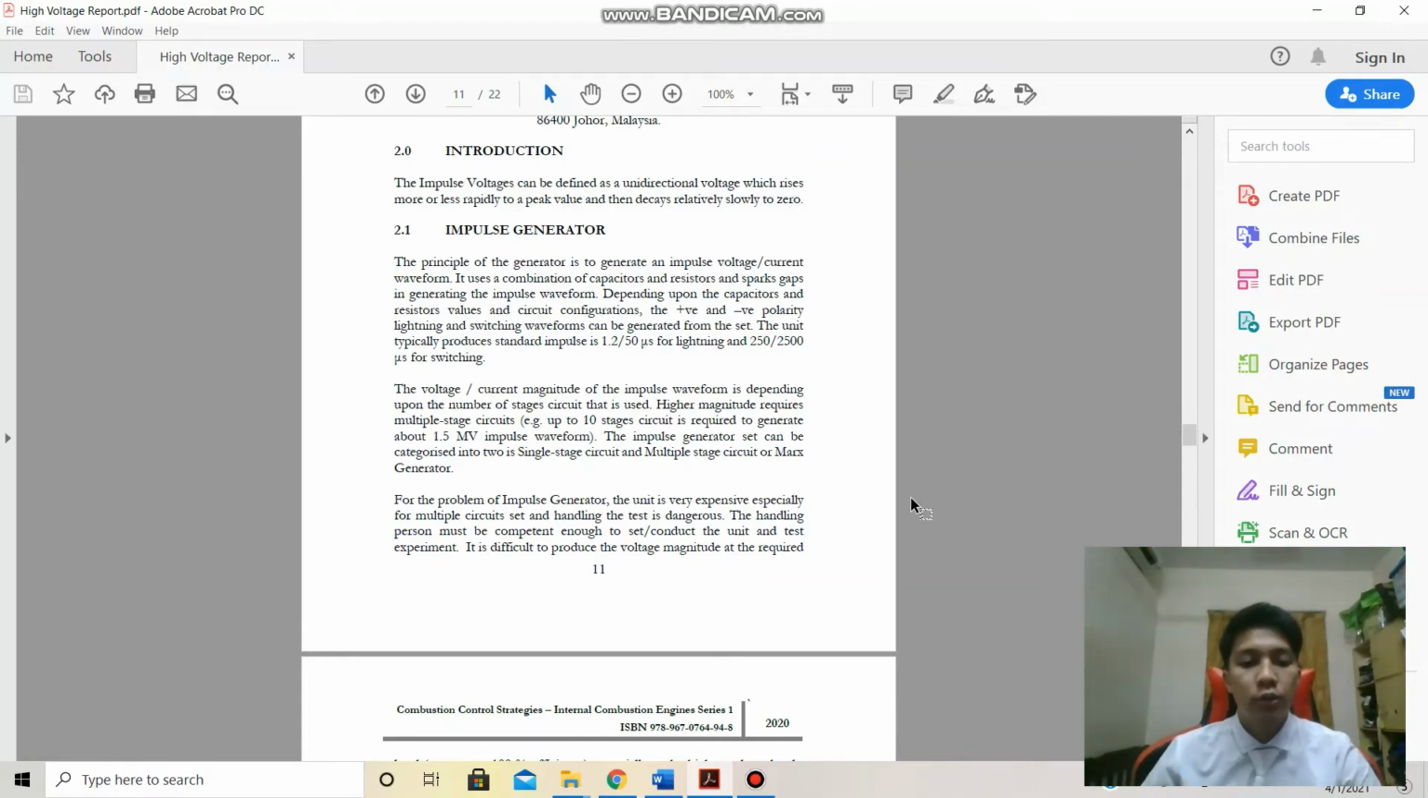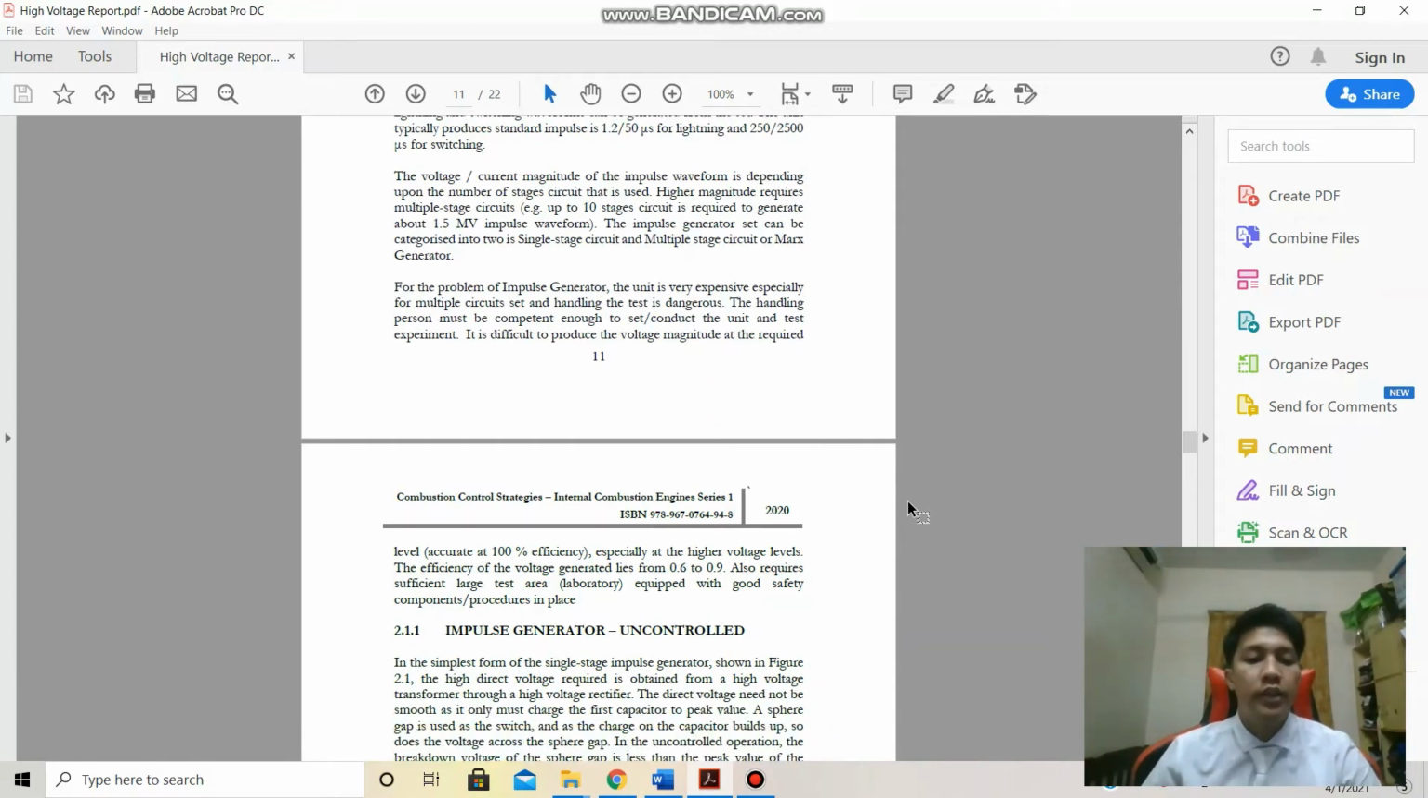It is difficult to produce the voltage magnitude at the required level. The required accuracy at 100% efficiency is difficult, especially at higher voltage levels. The efficiency of the voltage generated lies from 0.6 to 0.9. And they also require a sufficiently large test area with good safety components in place.